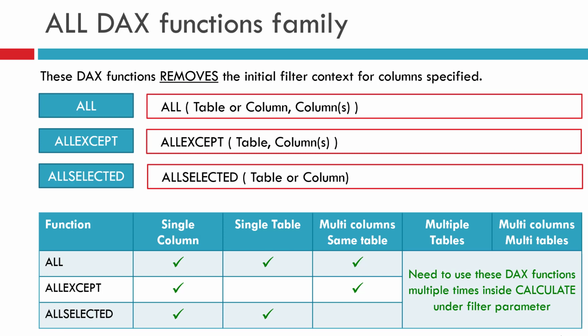Next situation might be referring to multiple columns from a single table. This will also work with only ALL and ALLEXCEPT. You can't specify multiple columns while using ALLSELECTED. And finally, there can be instances where you either like to remove filter context from multiple tables or multiple columns from different tables. So to get the desired result in this kind of instances, you will have to insert this function multiple times inside the relevant DAX measure. Most of these functions are used inside the filter argument of CALCULATE or inside the first argument of the FILTER function.